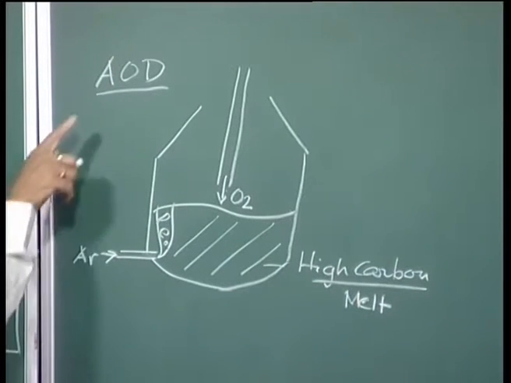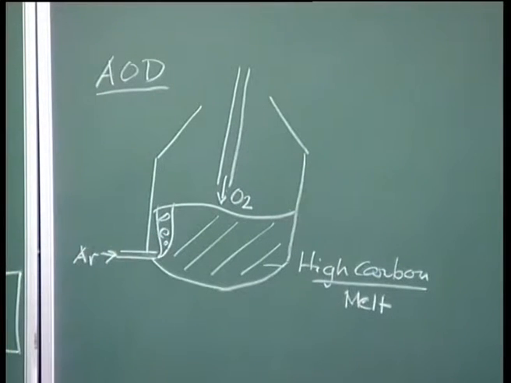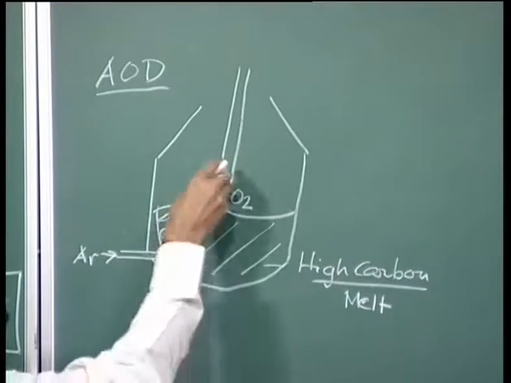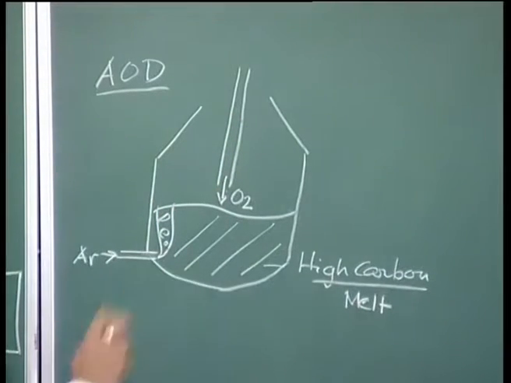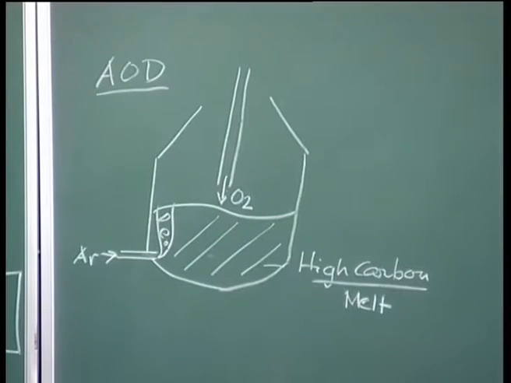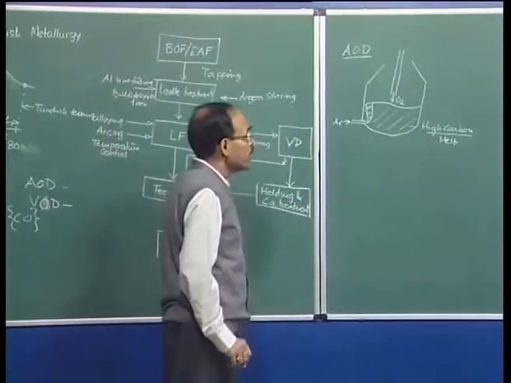Initially, in initial versions of AOD, both argon and oxygen are introduced through the side blown lance, but today oxygen is introduced from a separate lance, initially at a supersonic speed when there is a lot of carbon present in the bath, but finally towards the end of the process, when the carbon concentration drops down as more and more carbon monoxide forms, the flow rate of oxygen is gradually decreased.